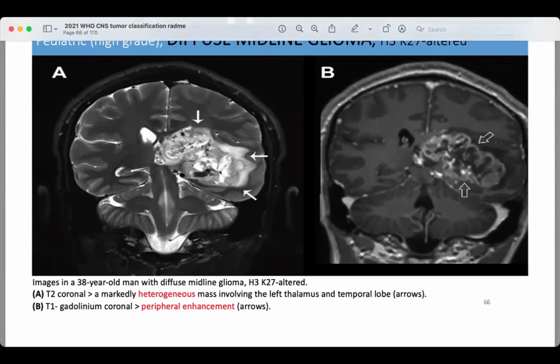There is another case here. It is maybe epicentered on the thalamus. You can see it very aggressive, very heterogeneous, and there is no curable tumor.